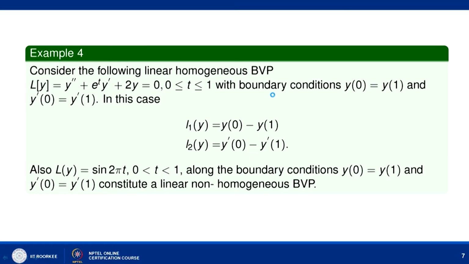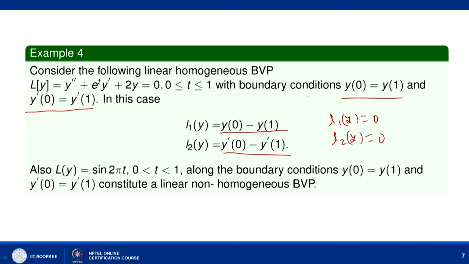Then consider the next example. Here we have a homogeneous boundary value problem: y double dash plus e to the t y dash plus 2 y equal to 0, and t is lying between 0 and 1. The boundary conditions are y 0 equal to y 1 and y dash 0 equal to y dash 1. If you recall, these are periodic boundary conditions, and here let us write L 1 y equal to y 0 minus y 1, L 2 y as y dash 0 minus y dash 1. So, here L 1 y equal to 0 and L 2 y equal to 0 give you these periodic boundary conditions, which are y 0 equal to y 1 and y dash 0 equal to y dash 1.